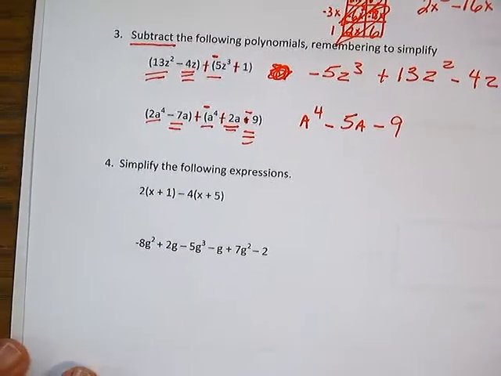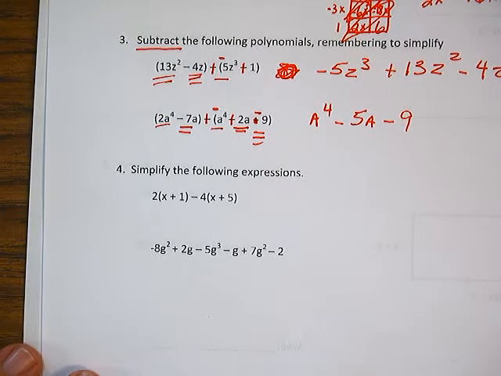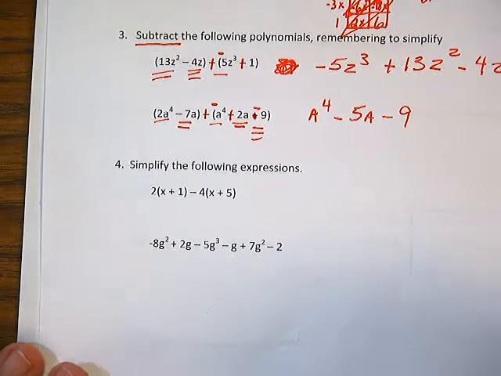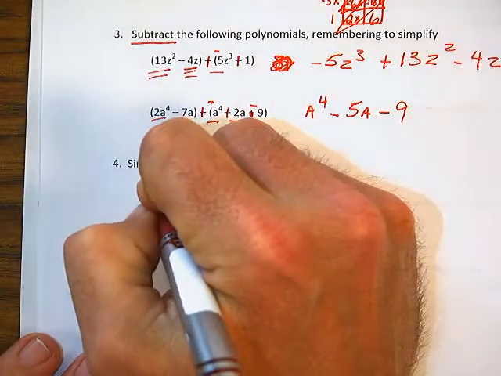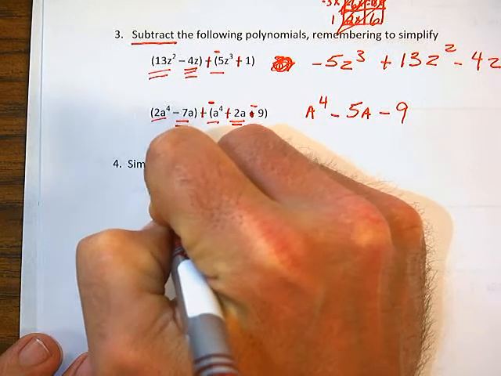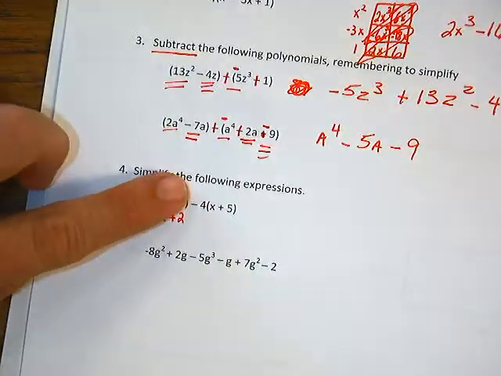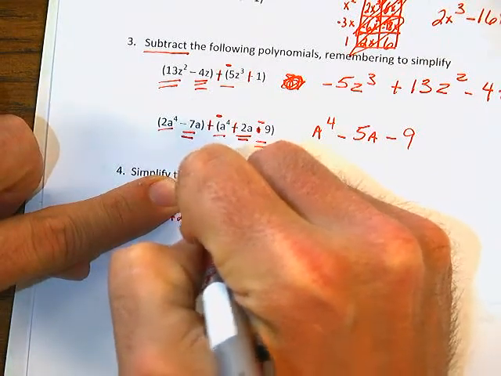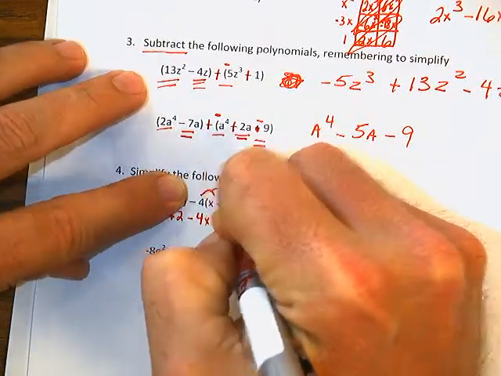Okay, number 4 says simplify the following expressions. First of all, we have a number outside of parentheses, so that tells me I have to distribute. 2 times x is 2x. 2 times 1 is positive 2. Now I'm distributing a negative 4. Negative 4 times x is negative 4x. And negative 4 times 5 is negative 20.